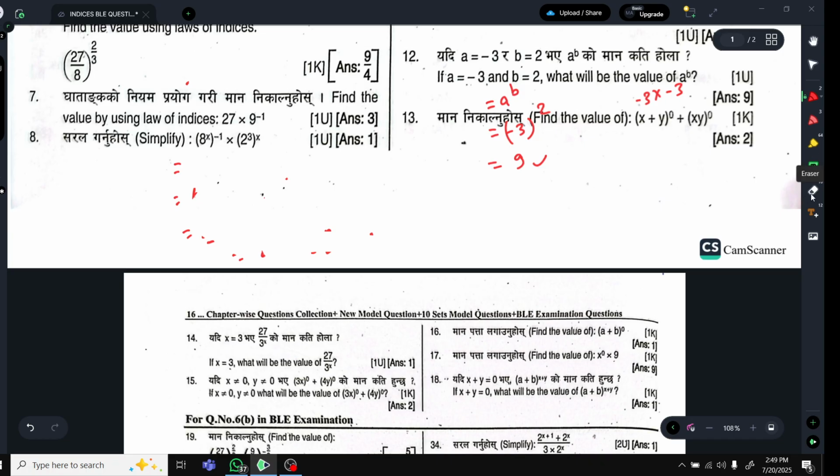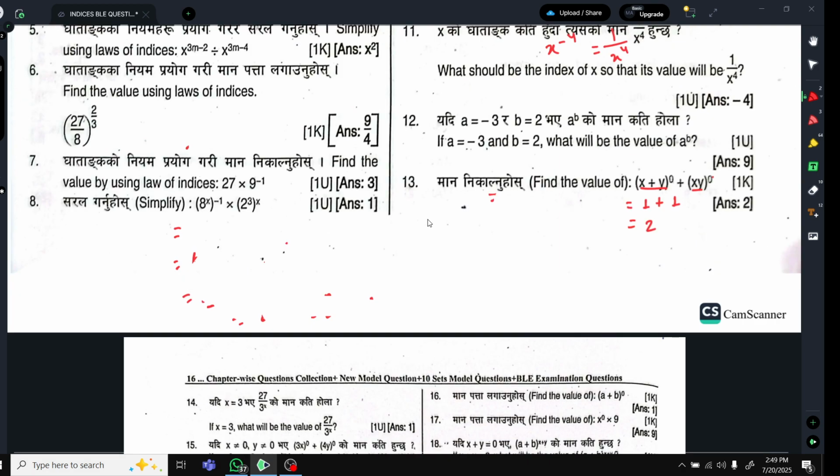Now question number 13. Here also we have to find the value of x plus y power 0. Anything to the power 0 will become 1. Again, anything to the power 0 will become 1. It's from the laws of indices. So 1 plus 1 gives us 2.